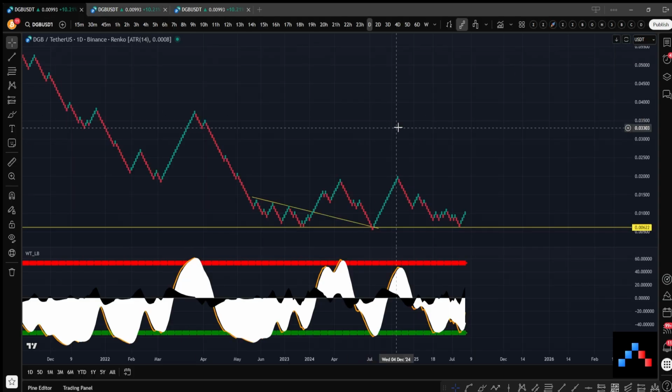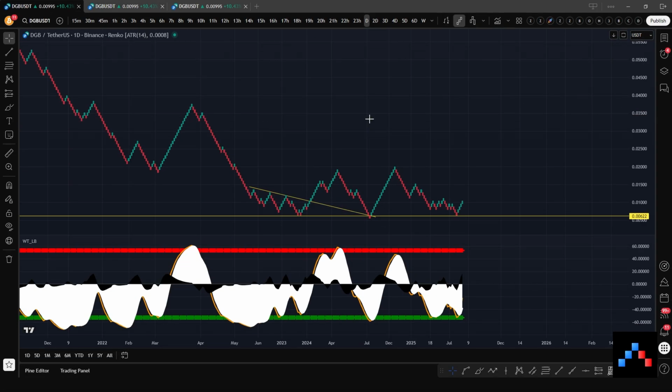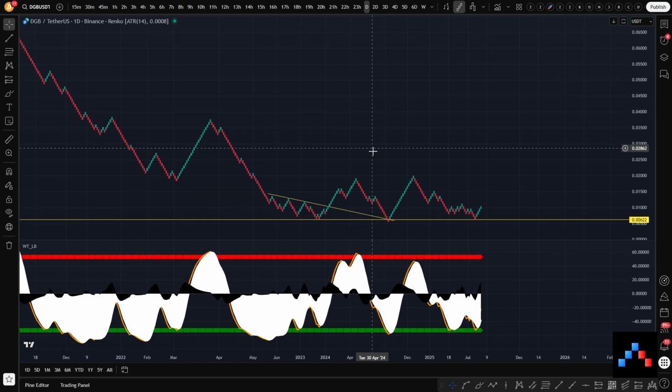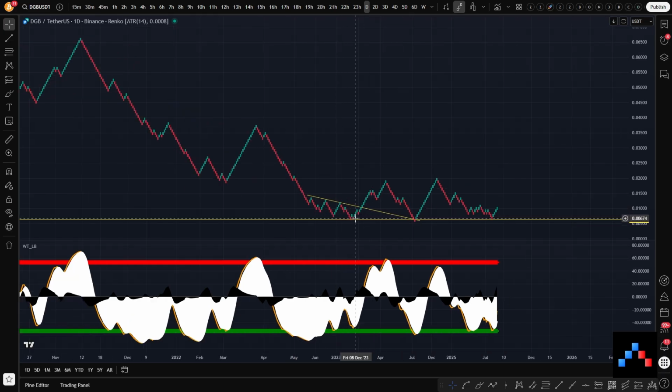Let's have a look at the Renko chart. On the Renko chart, things are also looking very interesting, because again we got the same level of support. We got another level of support here. Okay, look at the wave trend. We got high, high. We got the first breakout on the downtrend level of resistance, then it came back for support on the previous level.